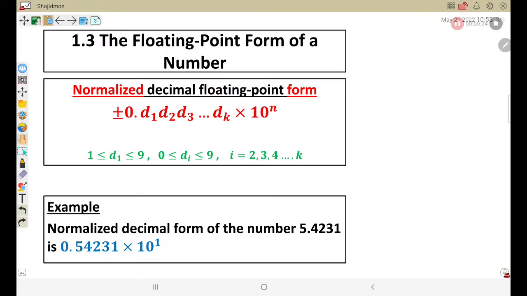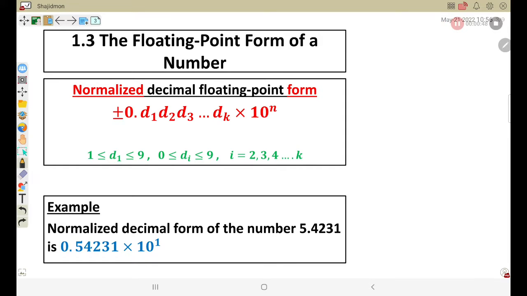So we are going to topic 1.3, the floating point form of a number. In this section we are highlighting how to write the normalized decimal floating point form of a number, or simply the normalized form of a number. So how do we find the normalized form of a number?